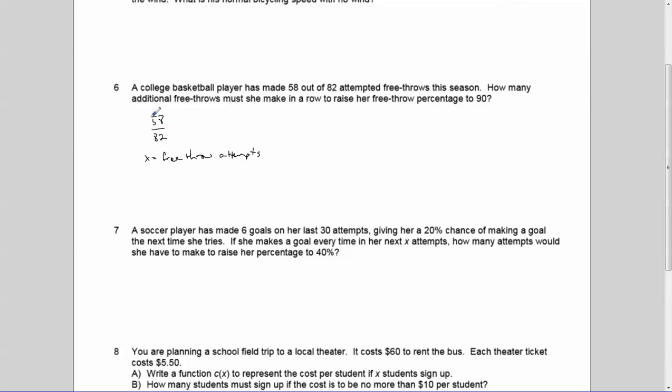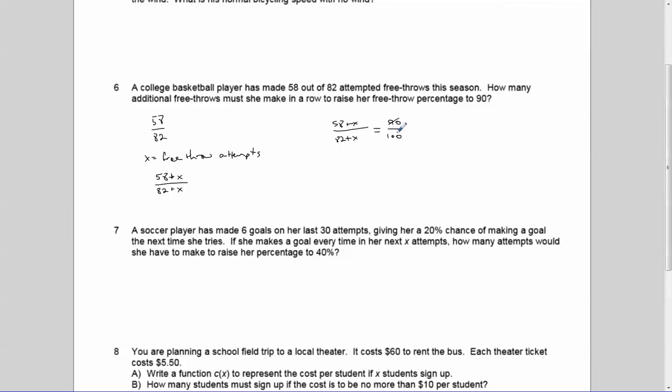So to rewrite this ratio, we want to look for how many more shots she needs to take, and in this case how many she has to make. So the number she makes will be the same as how many she takes because of what the problem is asking. How many additional free throws must she make in a row to raise her free throw percentage? So this becomes our new ratio, and the equation is going to be 58 plus x divided by 82 plus x is equal to 90%, because we want an overall percentage of 90.